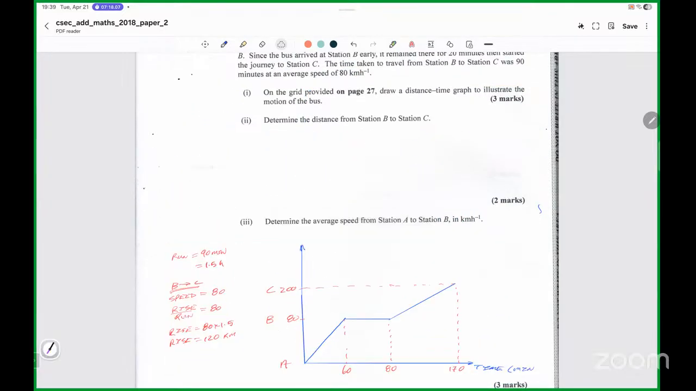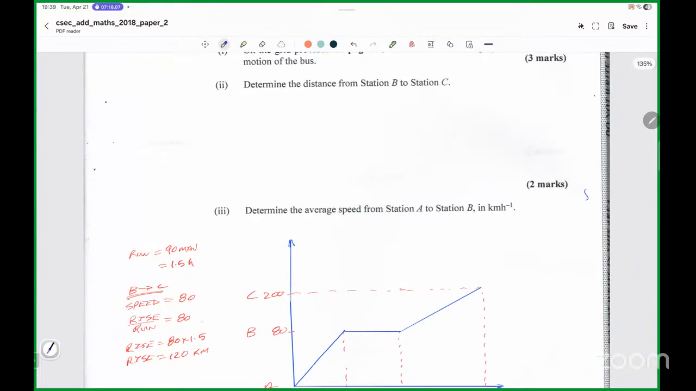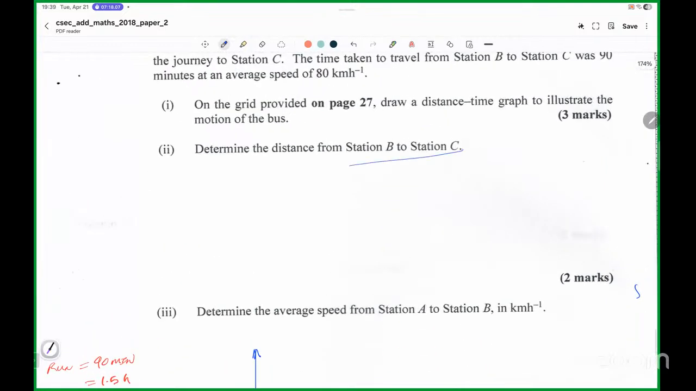This part now says, determine the distance from B to C. That was this distance, 120. You could have used speed equals distance over time. So distance equals speed times the time.